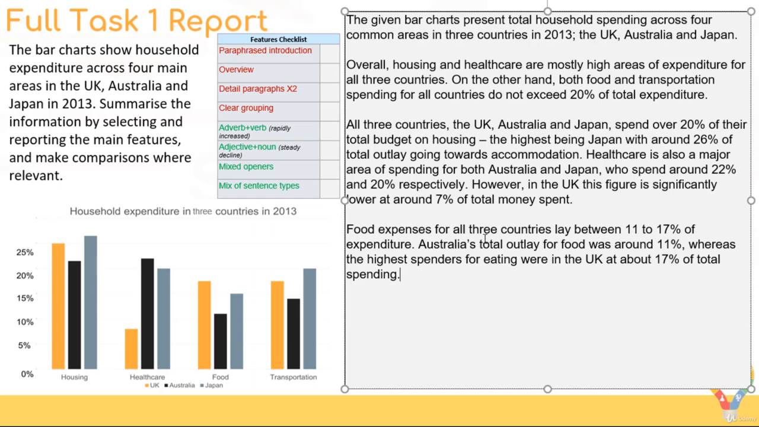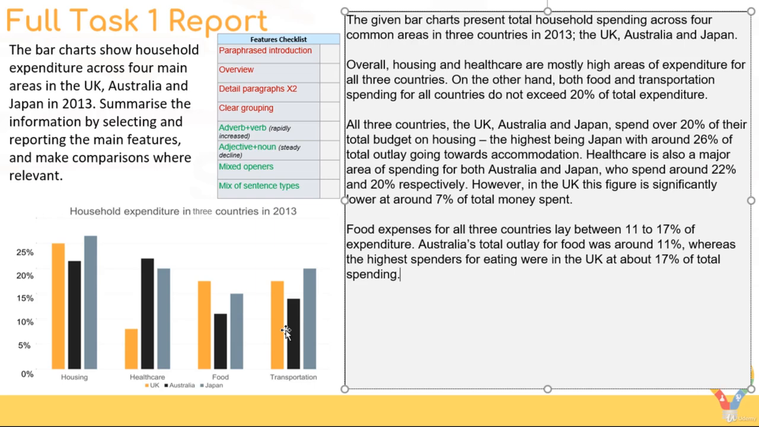Food expenses for all three countries lay between 11 to 17% of expenditure. Australia's total outlay for food was around 11%, whereas the highest spenders for eating were in the UK at about 17% of total spending. Okay, that sounds good to me. Let's take a look at transportation.